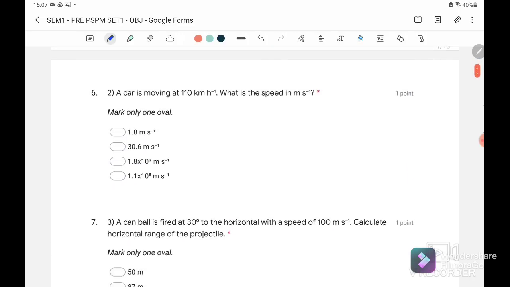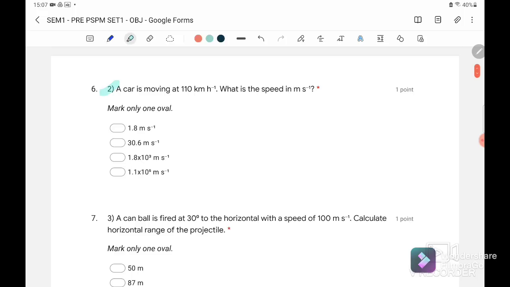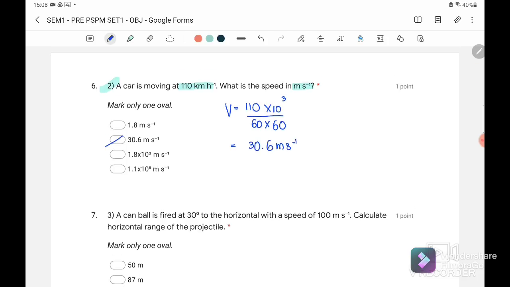Okay, question number 2. A car is moving with 110 km per hour. What is the speed in meter per second? So we need to change it into meter per second. Okay, so v equals 110 kilo. We need to convert into meter, so times 10 to the power of positive 3, and 1 hour is equal to 60 minutes times 60 seconds. Okay, so the answer that we will get is equal to 30.6 meter per second. So the answer for question number 2 is B.